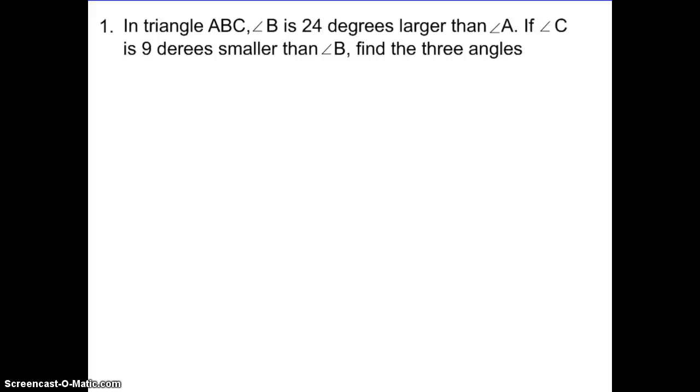Alright, now we're going to take what we did in our warm-up with our triangle exercises and apply this to our triangle word problems. So here we have our triangle ABC, and we've got to solve for all three of these angles. In triangle ABC, your first angle is always going to equal x.